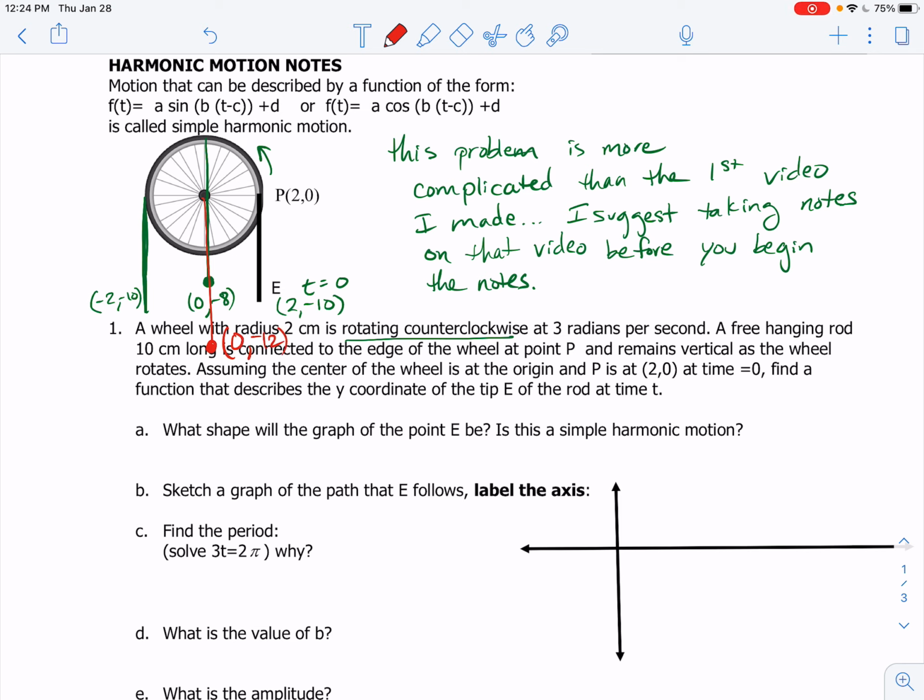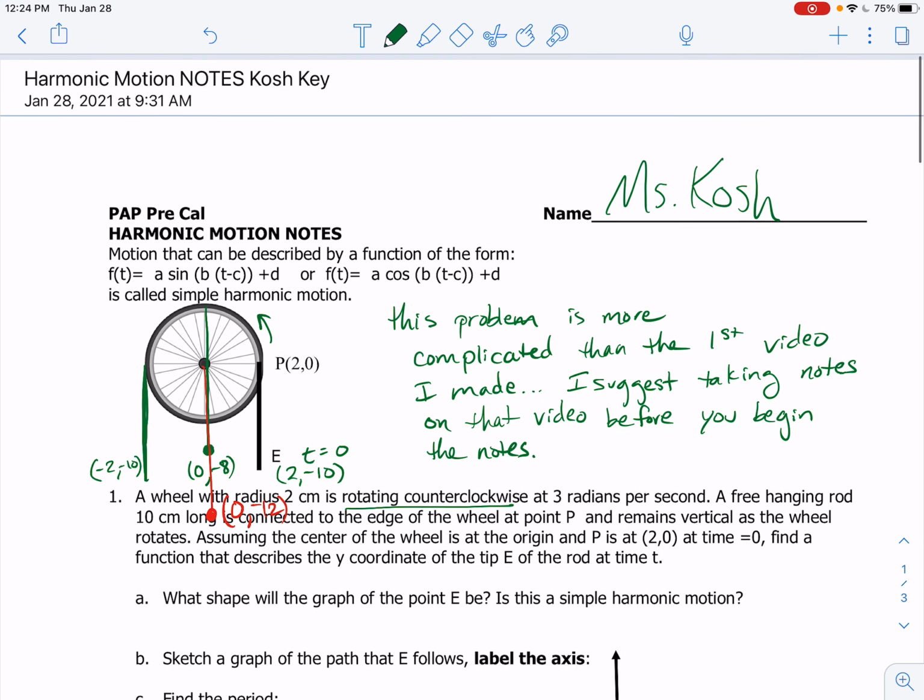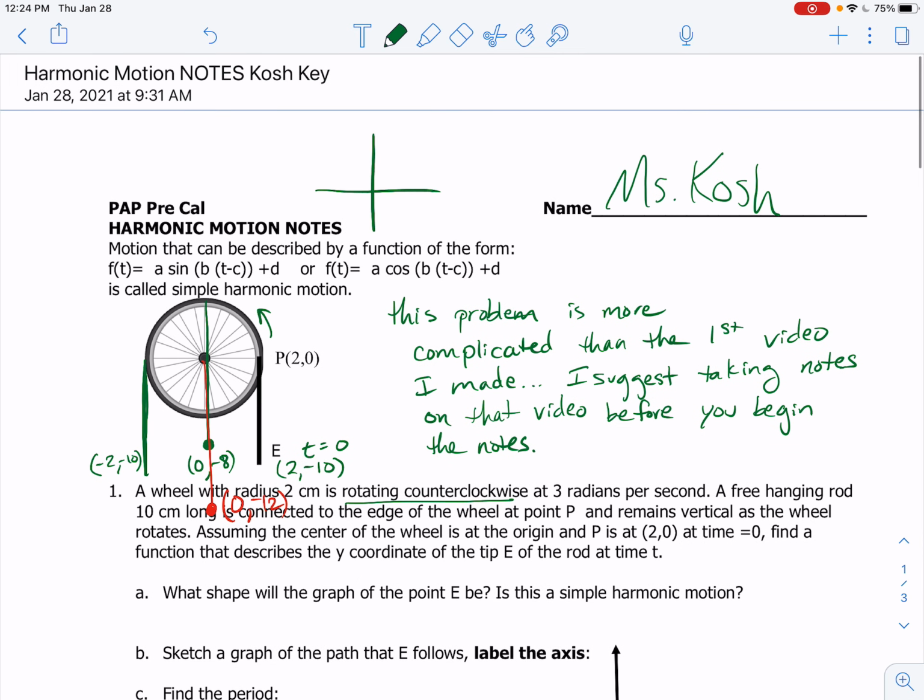Okay, so now they tell us that it's traveling at a rate of 3 radians per second. So what we need to know is, first of all, in my other video I talk about this, on your unit circle, 3 radians ends up being somewhere over here because this is pi, which is approximately 3.14. So it's a little bit shy of that.